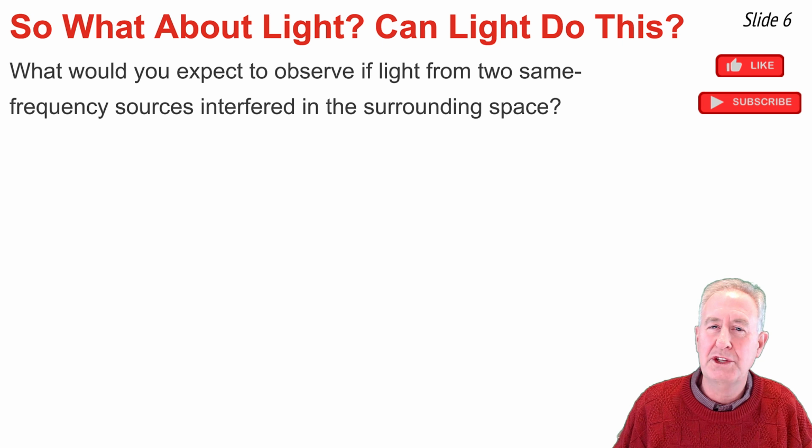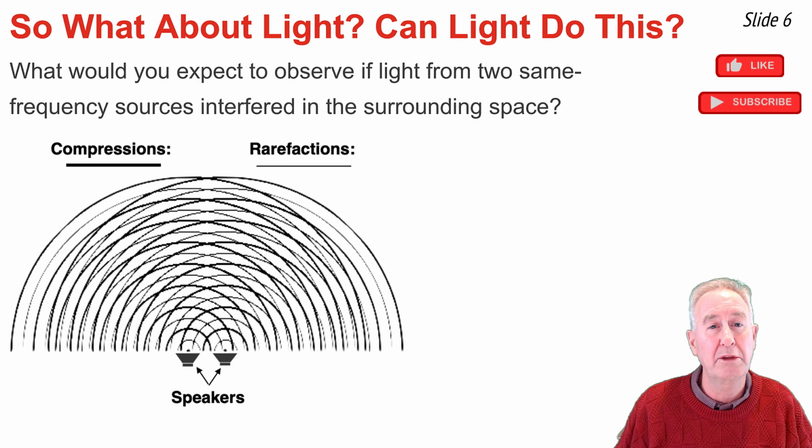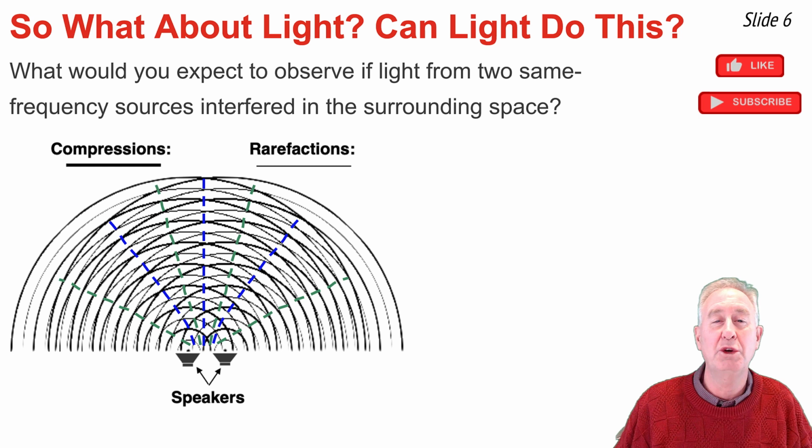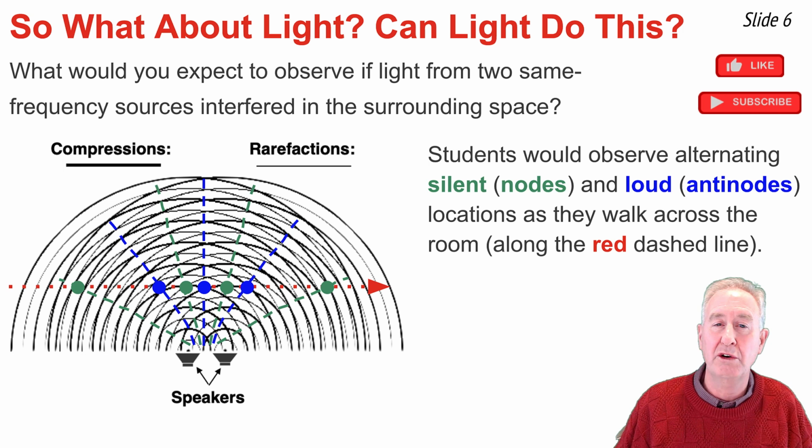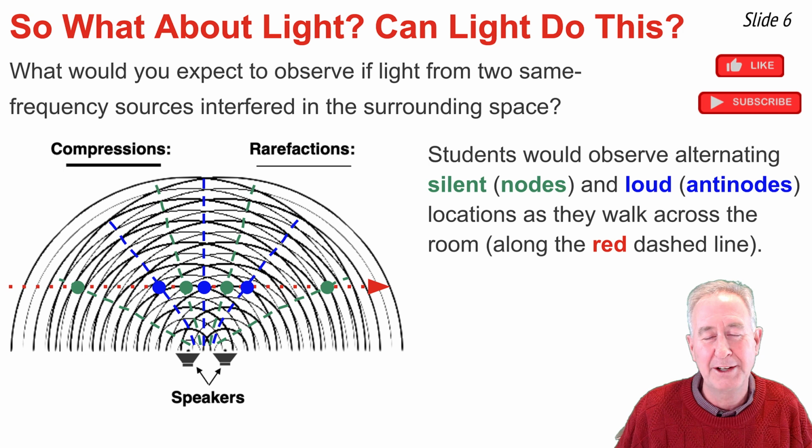Well, to get an understanding of that, let's revisit a previous video in which we talked about two-point source sound interference pattern. Suppose that we set up two speakers in a large room like an auditorium, and we played same frequency sound from those speakers. We would observe an interference pattern with alternating nodal and antinodal lines. And if we had students walk across the auditorium along a line that was parallel to the line connecting the speakers, they would observe points of silence and points of loudness as they happened upon the nodal and antinodal positions within the pattern. So what would happen for light?